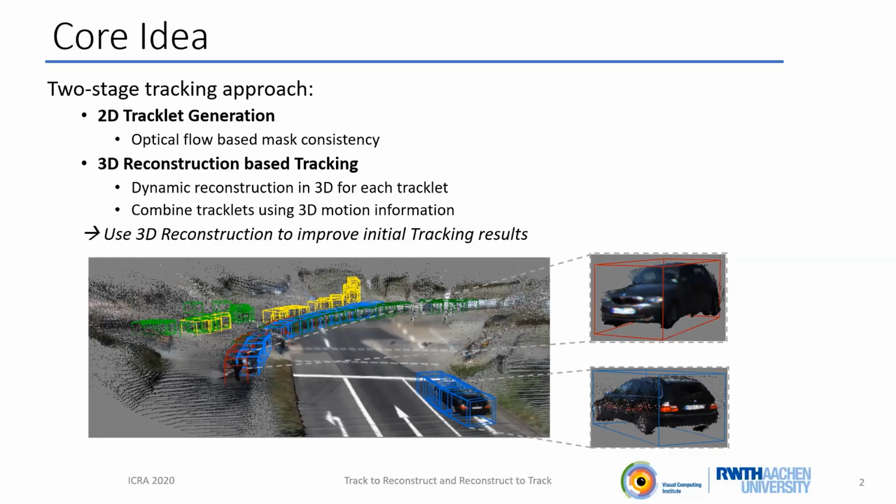We then perform 3D reconstruction on these tracklets and use this to extract the 3D motion of objects. We are then able to merge tracklets into longer tracks using the 3D motion extracted from these reconstructions and to fill in detections where they were possibly missed. The image at the bottom shows an example of our 3D tracking output and a 3D reconstruction of two different cars in the scene.